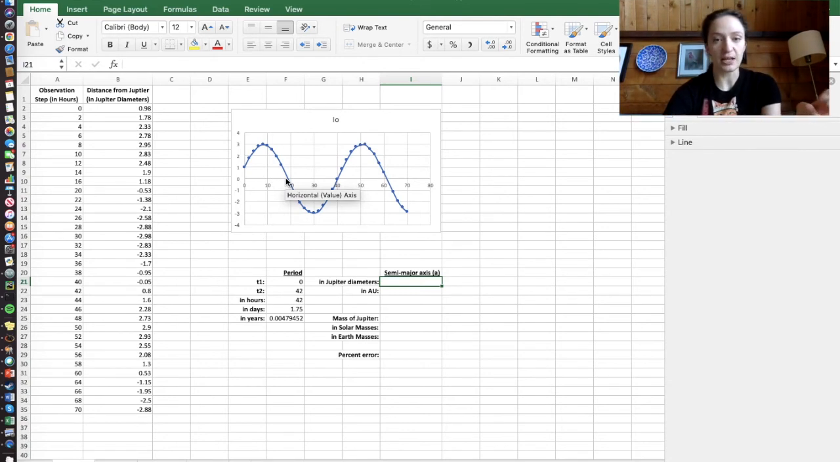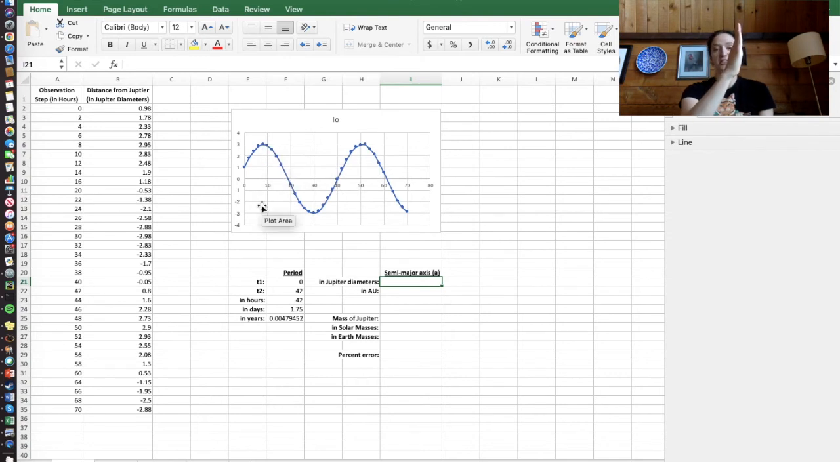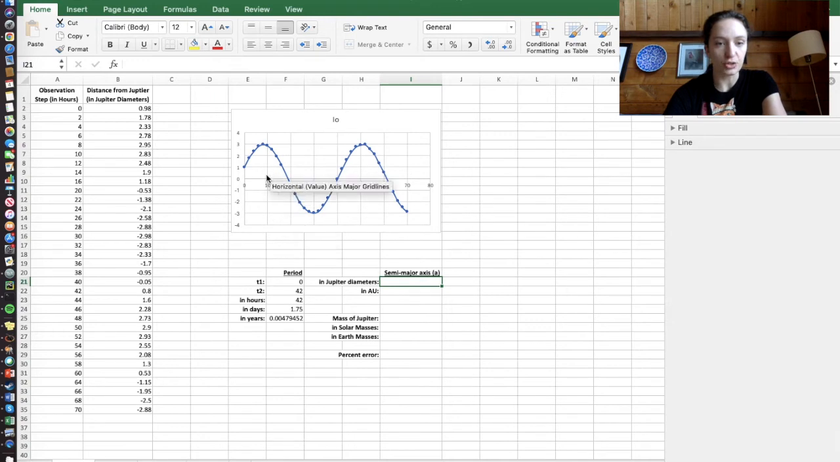So by looking at this amplitude, you're finding the largest distance that this moon reaches away from Jupiter. And that's its semi-major axis. So you can either look at your graph, find the point you think is closest to the maximum or the minimum. I would really recommend just going with the maximum. That way you don't have to deal with the absolute value. And then you write it down in this little box next to 'in Jupiter diameters' underneath your semi-major axis, A.